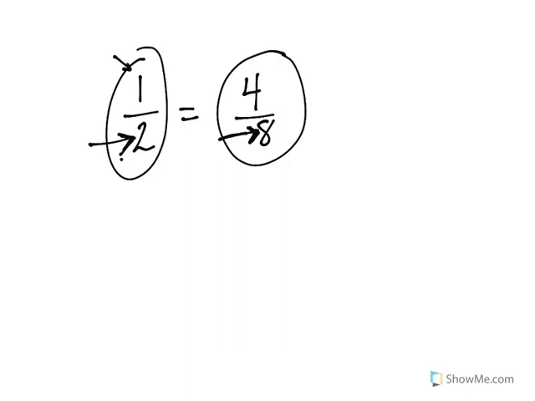So which one do you prefer? Do you prefer 1 out of 2 slices or 4 out of 8 slices? 4 out of 8. Why? You're going to get more? That tells you he doesn't know.